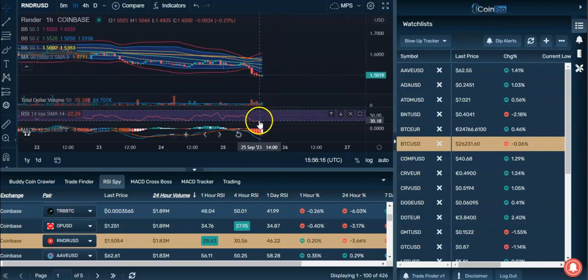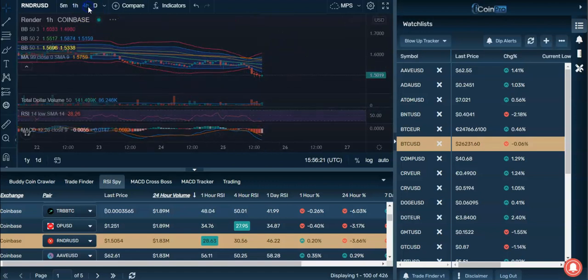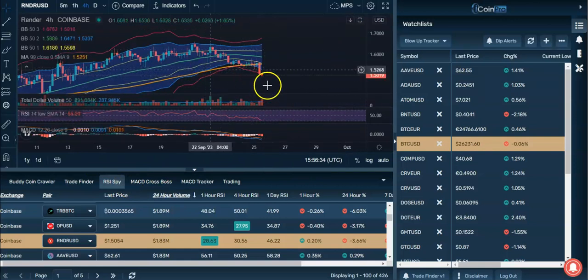Now the RSI is really low on the 1 hour as well. So let me check the 4 hour. Oh, the 4 hour is really low on the RSI as well. Okay, so it's at 31. So the market's probably going to start to recover again and start to go back up.